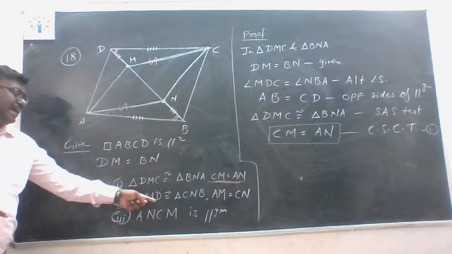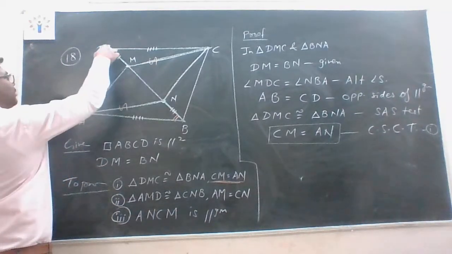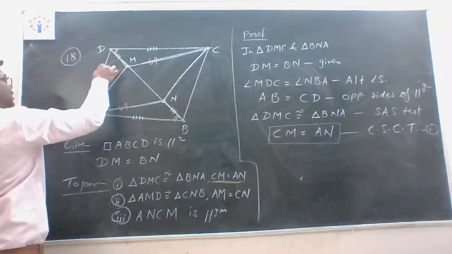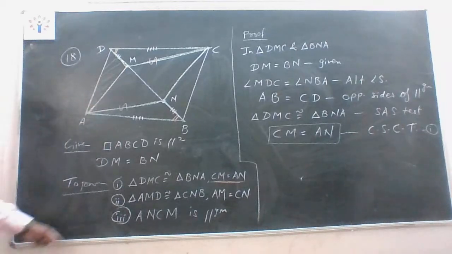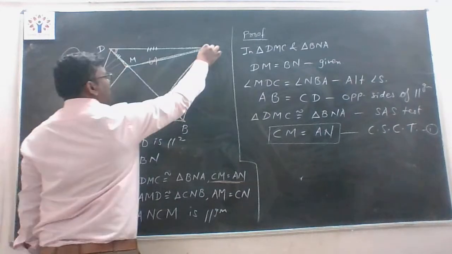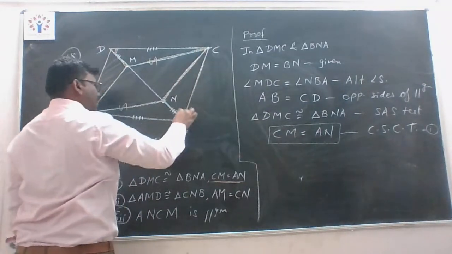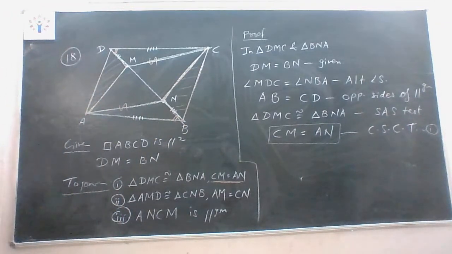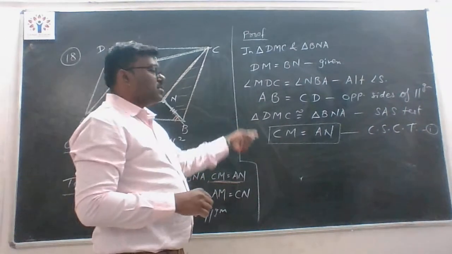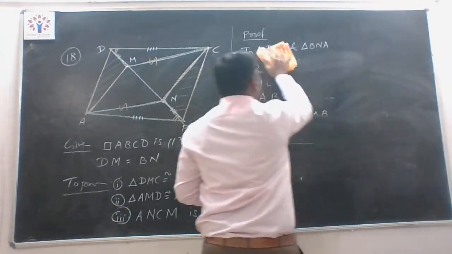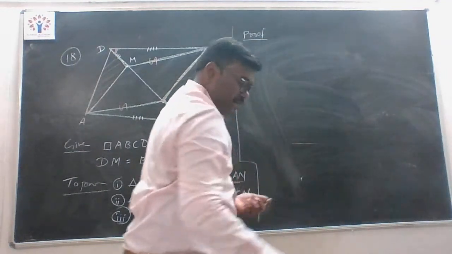Triangle AMD. This is the triangle AMD. The next triangle is CNB. This is the triangle CNB. We want to show that these two triangles are congruent. Right? So students, please copy this in your notebooks. Let us prove the second part.